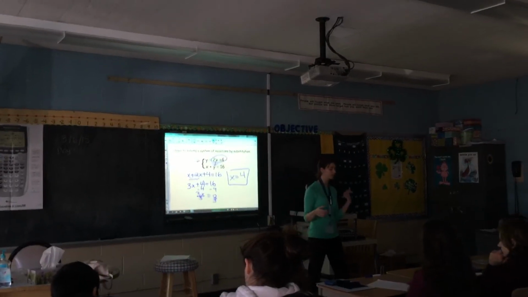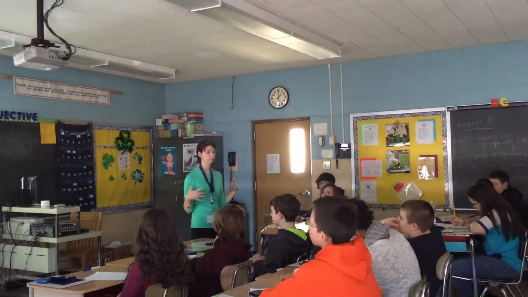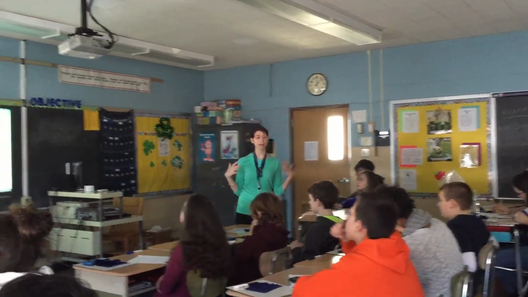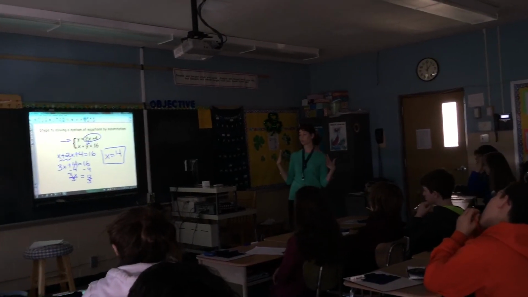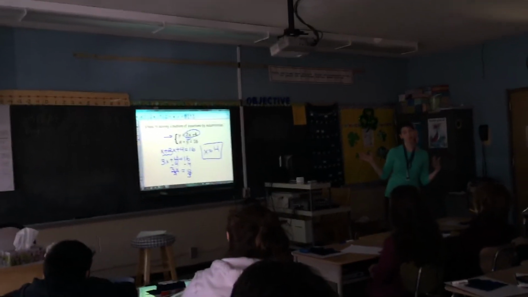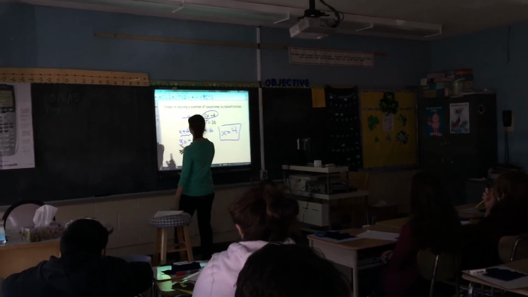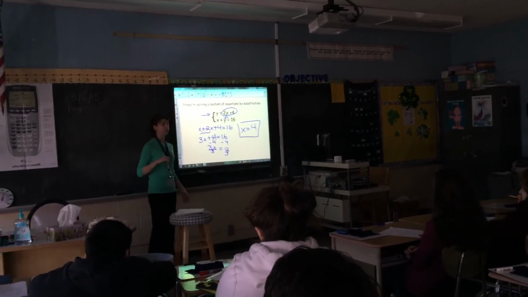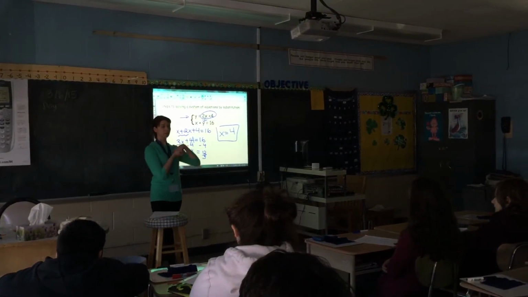Because remember, what is a solution? Nick, what is a solution? An ordered pair. And I need how many variables for an ordered pair? 2. Which variables? X and y. So what do I have right now? You just have x. Good. I need y. I have x. What do you think I'm going to do to find y? Victoria, what do you think I'm going to do to find y?